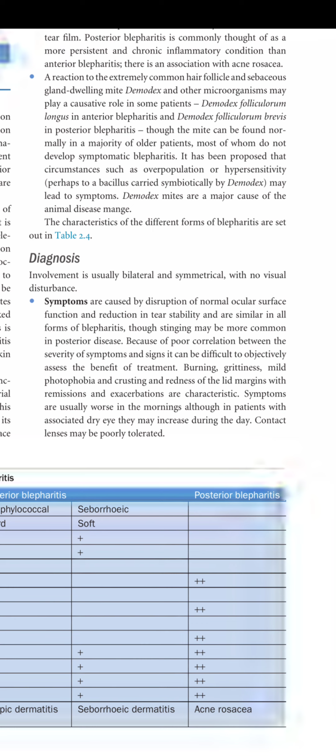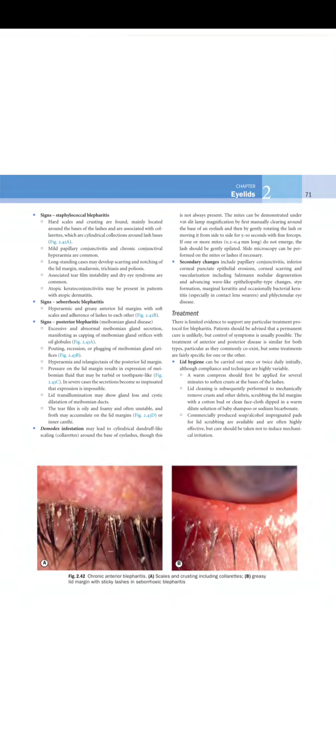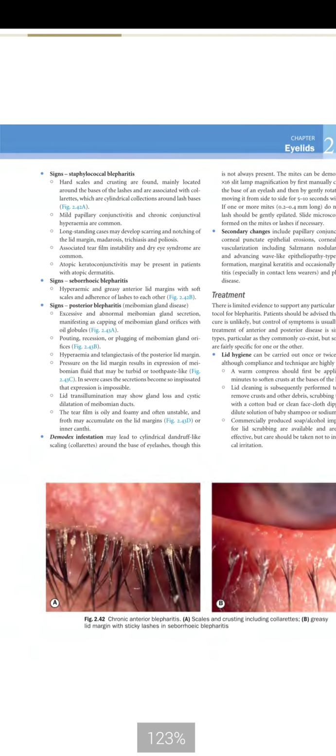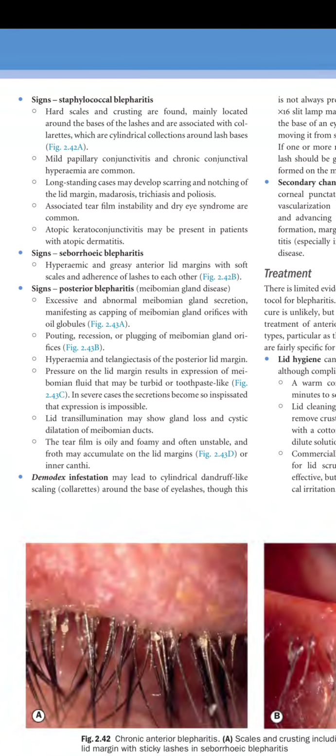Burning, grittiness, mild photophobia, and crusting and redness of the lid margin with remission and exacerbation are characteristic. Symptoms are usually worse in the morning, although in patients with associated dry eye, there may be an increase during the day. Contact lenses may be poorly tolerated. So basically, the patient with blepharitis usually presents with the symptoms of dry eye. The patient may present with burning, itching, and also crusting of the eyelids, and contact lenses are poorly tolerated. So now what are the signs of staphylococcal blepharitis?